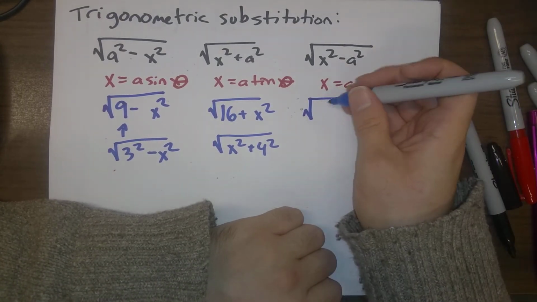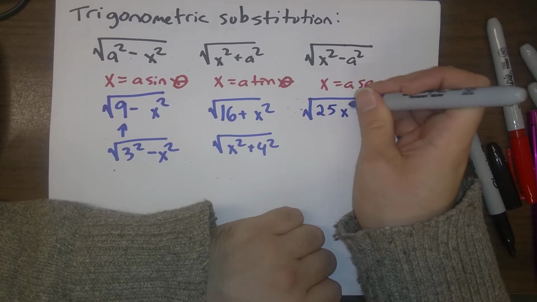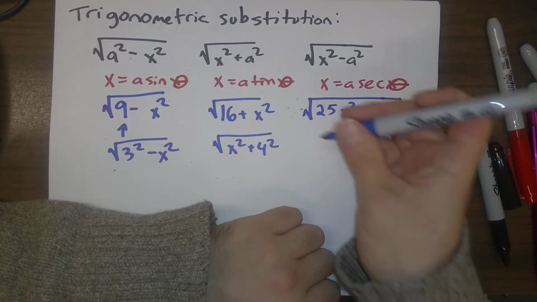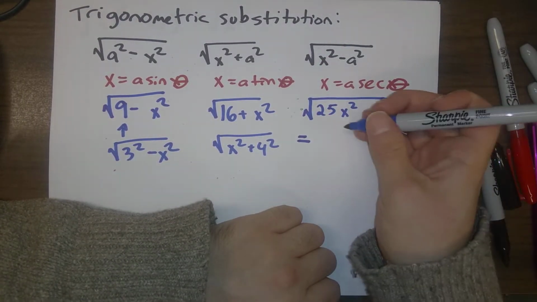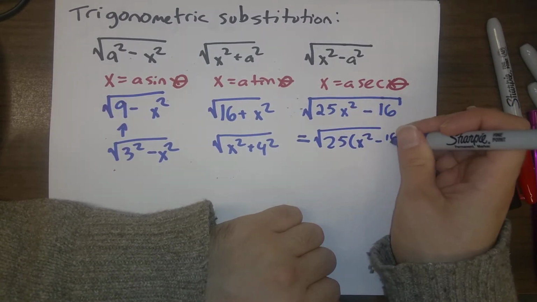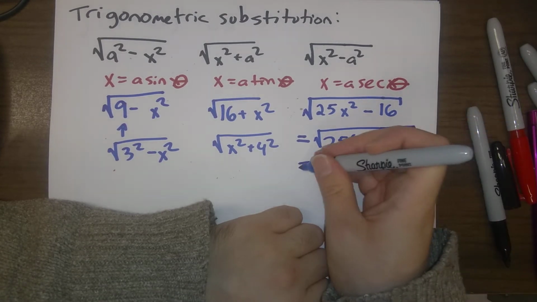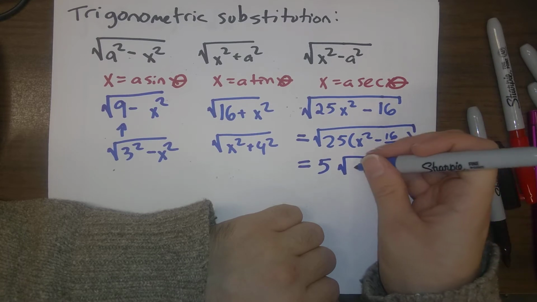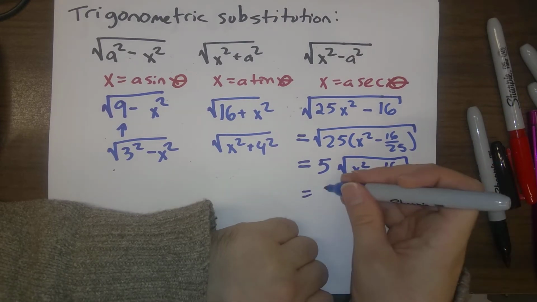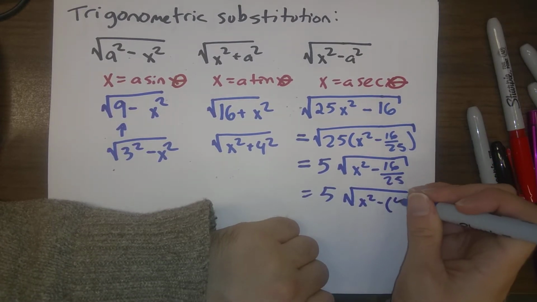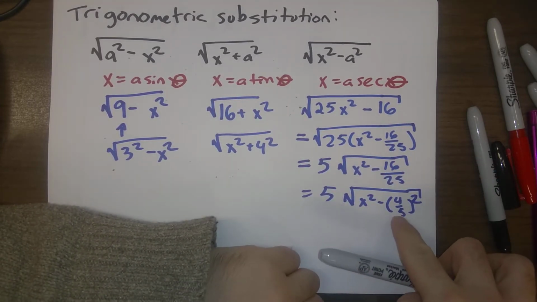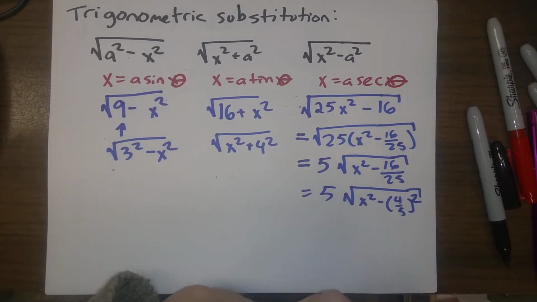manipulation. So if you have something like, let's say, 25x squared minus 16 here, that doesn't quite fit the pattern. But if we factor out a 25 from under the square root, this becomes 25 times x squared minus 16 over 25. And so this is 5 times the square root of x squared minus 4/5 quantity squared. And so now we're thinking of a as 4/5.